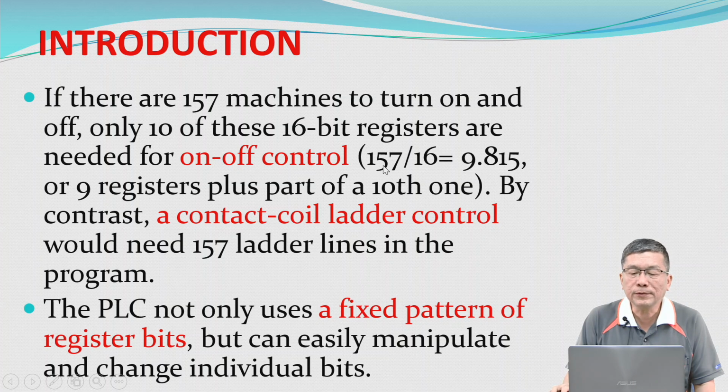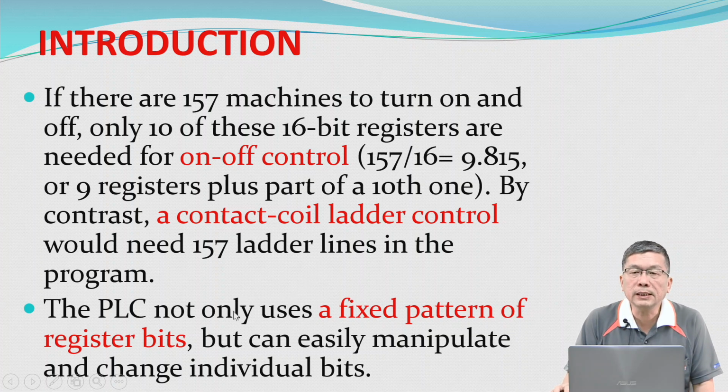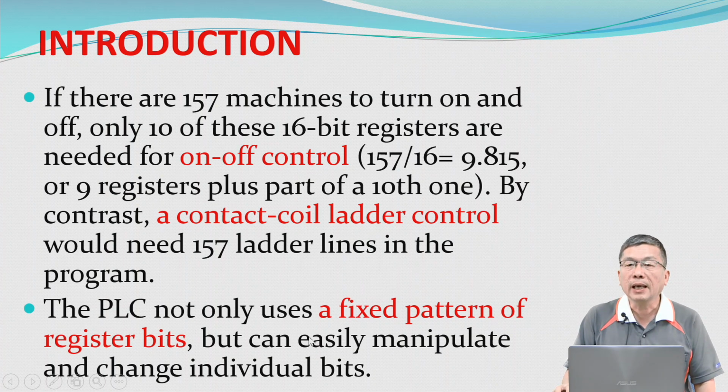If there are 157 machines to turn on and off, only 10 of these 16-bit registers are needed for on-off control, because 157 divided by 16 equals 9.815, or 9 registers plus part of a 10th one. By contrast, a contact coil ladder control would need 157 ladder lines in the program. The PLC not only uses a fixed pattern of register bits, but can easily manipulate and change individual bits.